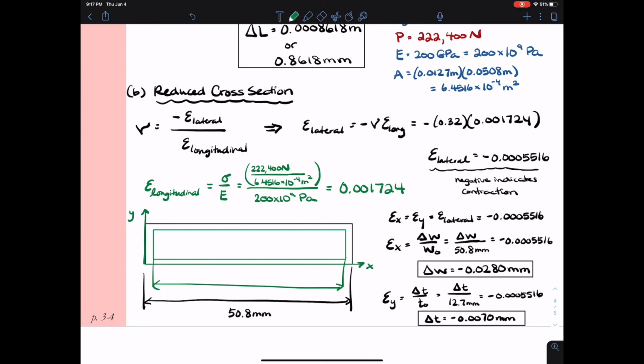So let's go ahead and complete our calculations for the cross-sectional area. Our initial width of our plate was 50.8 millimeters. And our final width was 50.8 millimeters minus 0.0280 millimeters, giving us a resulting width of 50.772 millimeters.